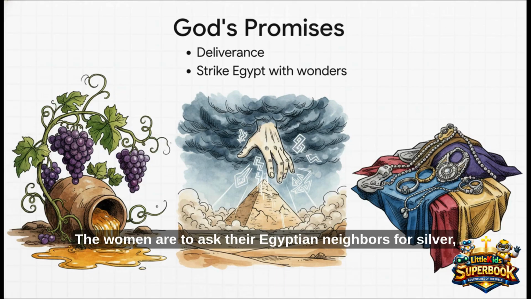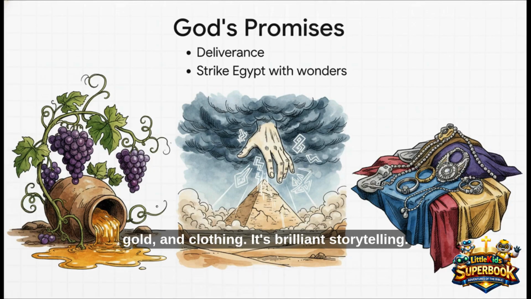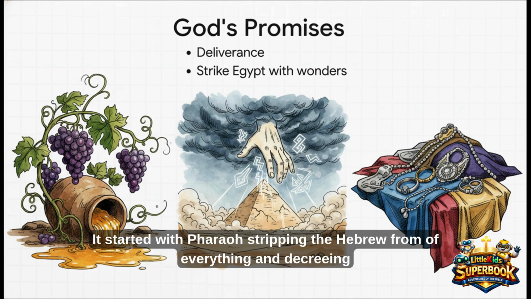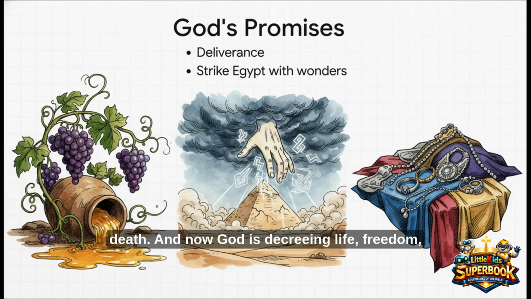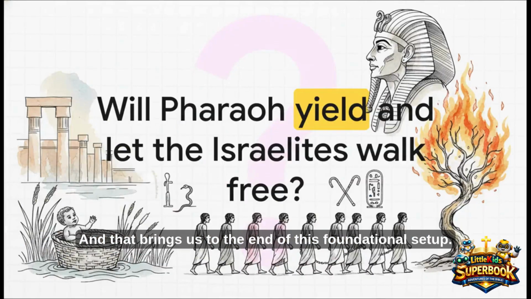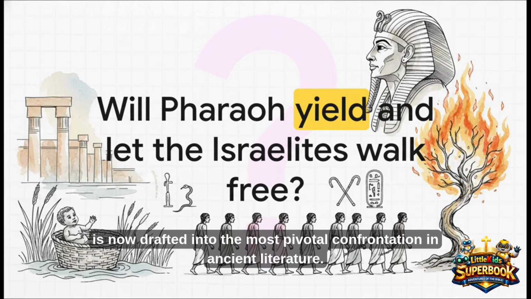The women are to ask their Egyptian neighbors for silver, gold, and clothing. It's brilliant storytelling. The narrative creates these perfect thematic bookends. It started with Pharaoh stripping the Hebrews of everything and decreeing death, and now God is decreeing life, freedom, and the ultimate plundering of their oppressors. And that brings us to the end of this foundational setup. Just think about it. Moses, the baby drawn out of the water, raised as a prince, who murdered a man and hid in the desert for decades, is now drafted into the most pivotal confrontation in ancient literature.